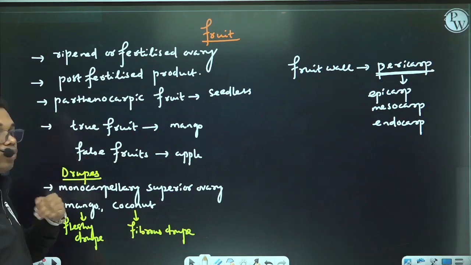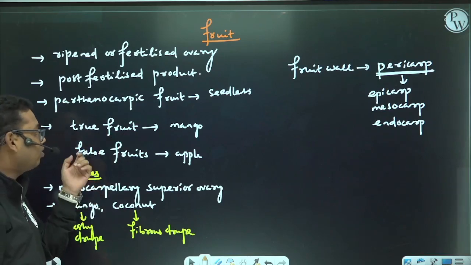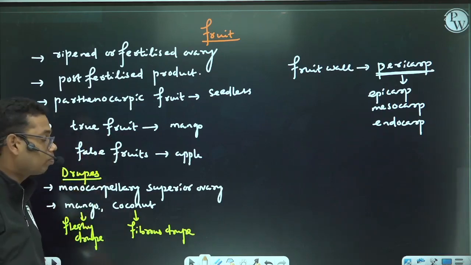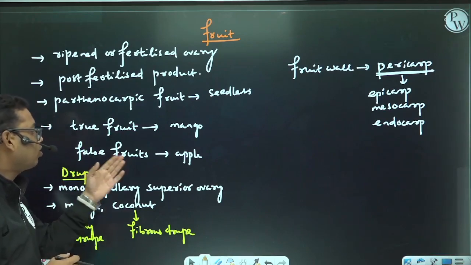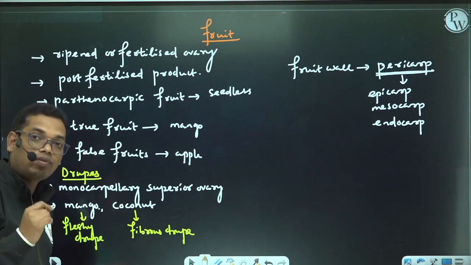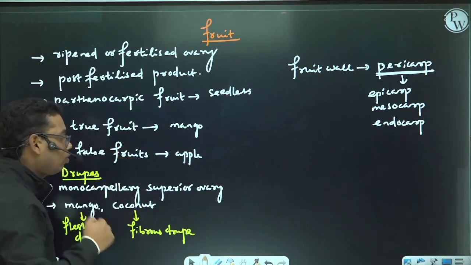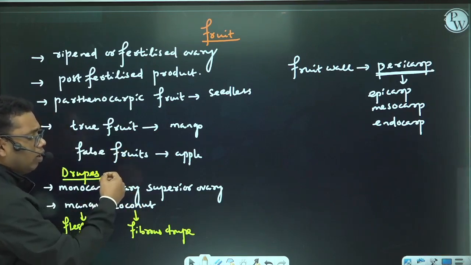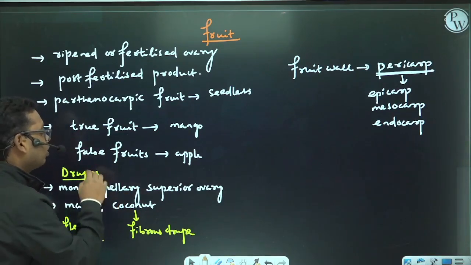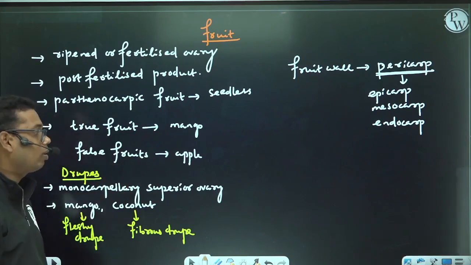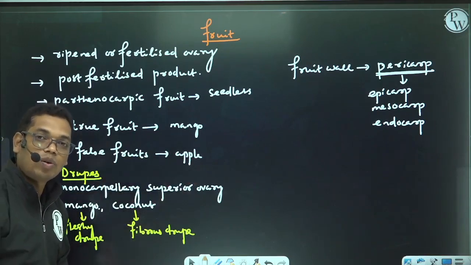The fruit which develops from the ovary is called true fruit. And if the fruit develops from any part other than the ovary, that is called false fruit. Any fruit that develops from the ovary is a true fruit; any other part of the flower which produces fruit other than the ovary gives a false fruit. The example is the apple. In case of apple, the fruit develops from the thalamus.